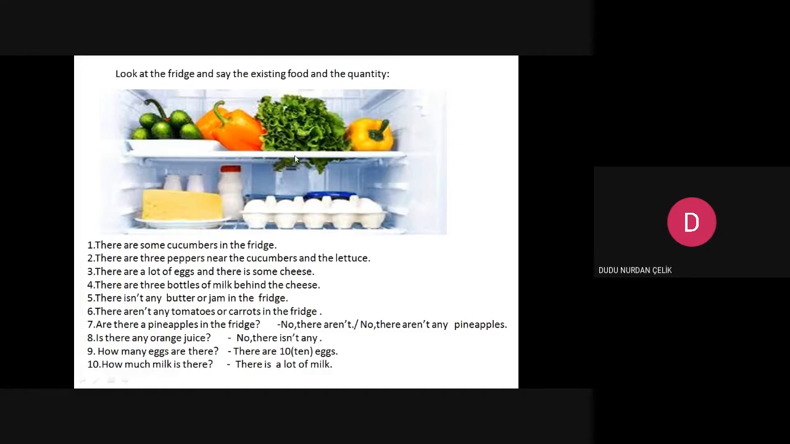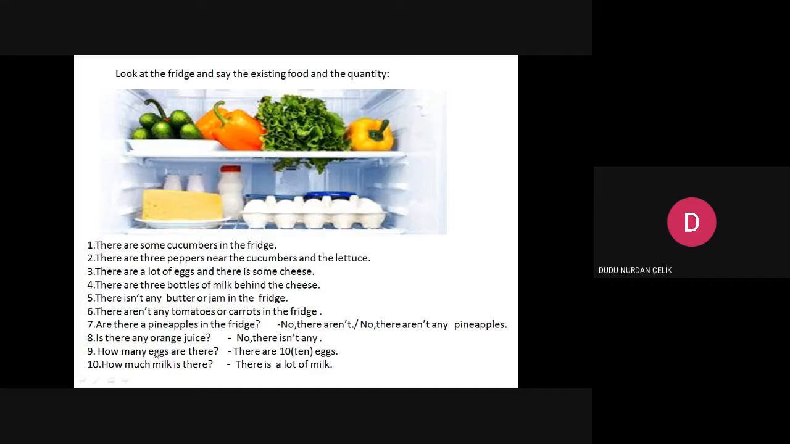Is there orange juice? Can you see orange juice? No. Is there any orange juice? Orange juice is uncountable. We ask it in singular form, always. Uncountable, singular. No, there isn't any. Short answer. Or we can say, no, there isn't any orange juice.